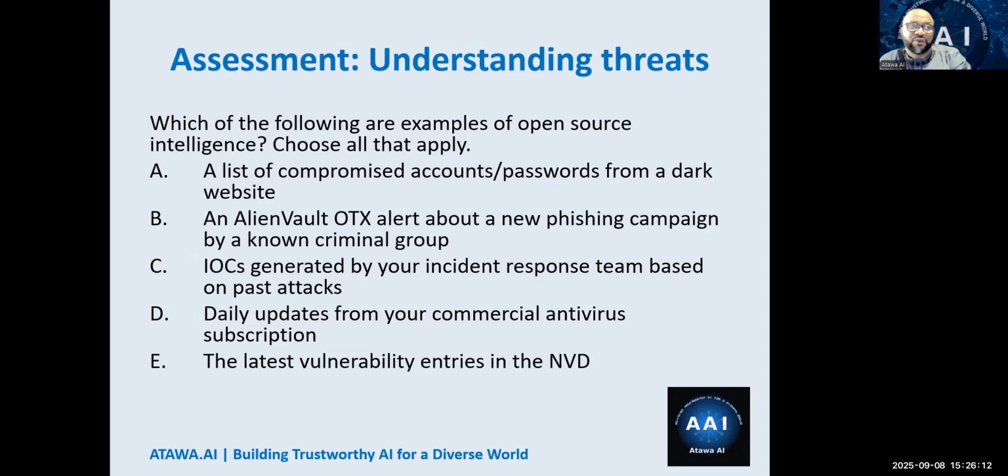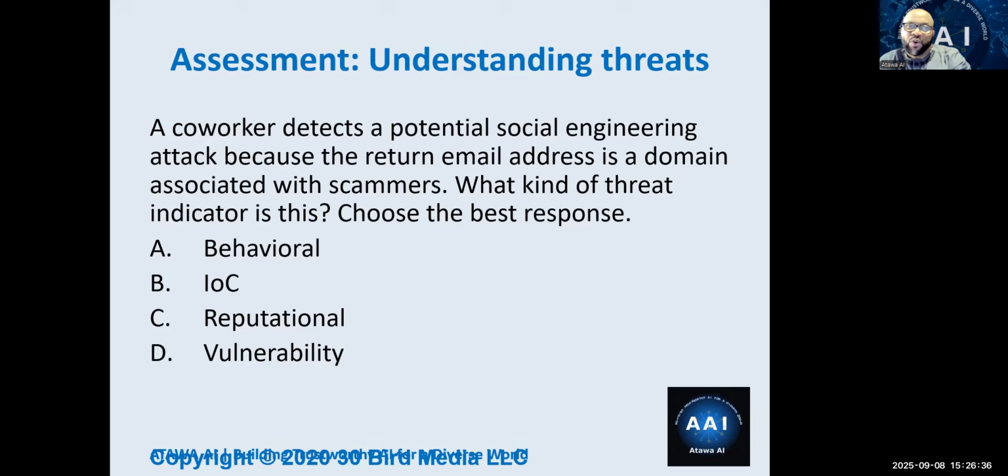Which of the following are examples of open source intelligence? Choose all that apply. So B meaning AlienVault OTX, a criminal group, because I can see it, right? Latest vulnerability entries in the National Vulnerability Database. We'll cover those later on. Of course, if I have a CVE, which is Common Vulnerabilities and Exposures numbers, we will talk about those hopefully later on, right? A coworker detects a social engineering attack because the return address is a domain associated with a scammer. Which kind of threat indicator is this? Choose the best response. This is reputation of that organization, right?